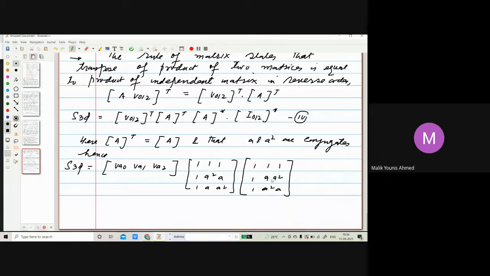A conjugate means only the values of A square and A are interchanged. Wherever there is A, we have to use A square, and wherever there is A square, we have to use A. And then this conjugated itself, we are using IA naught, IA1, IA2 in the column matrix. So let's call this equation number 5.